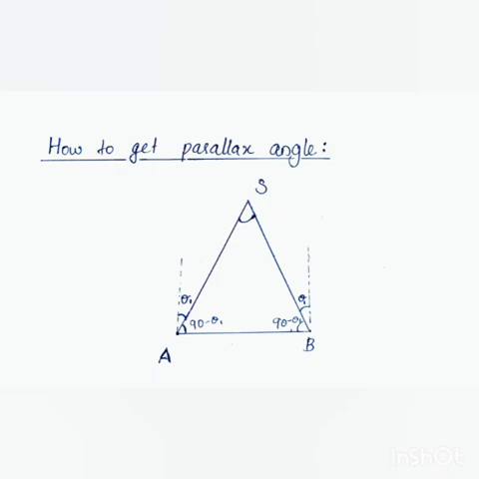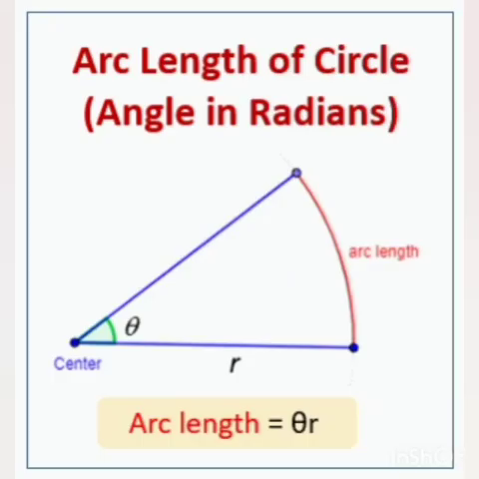Now if we consider the distance AB to be an arc of a circle with center at S, then we can use the relation of angle, radius and arc length to get the distance D. We know that to get the arc length from a part of a circle, we can use the relation: arc length is equal to angle into radius. And this same relation can be used in our parallax method.